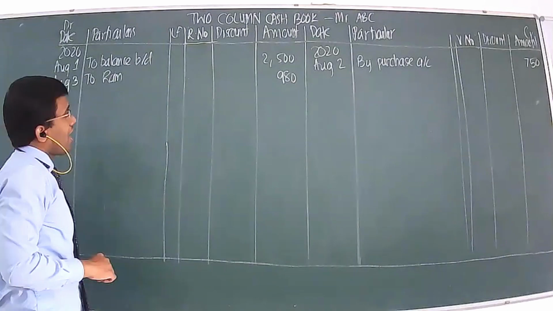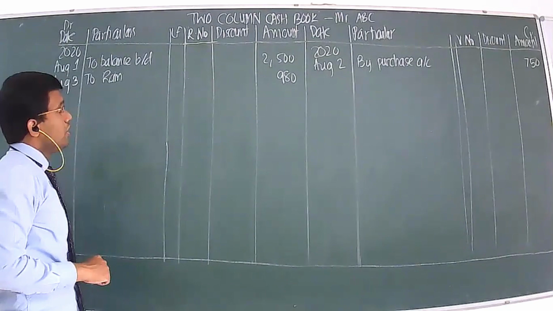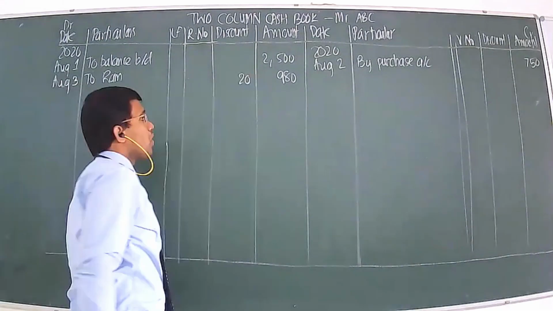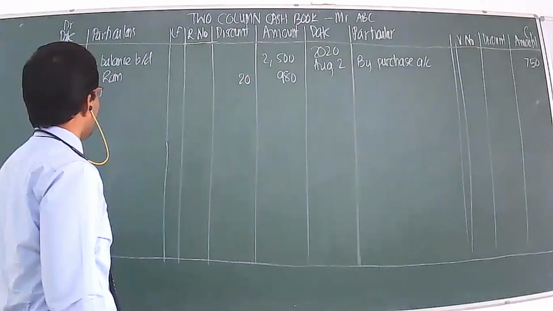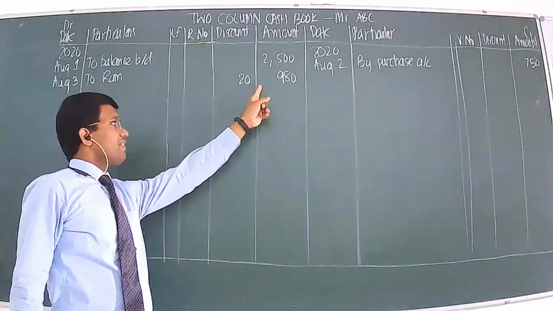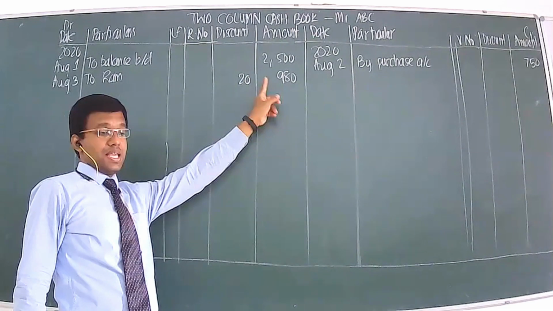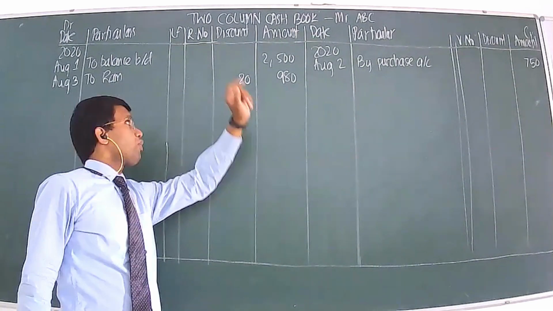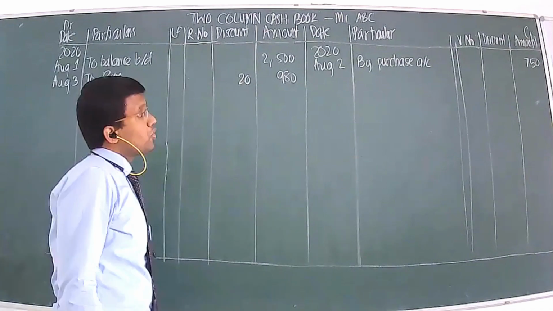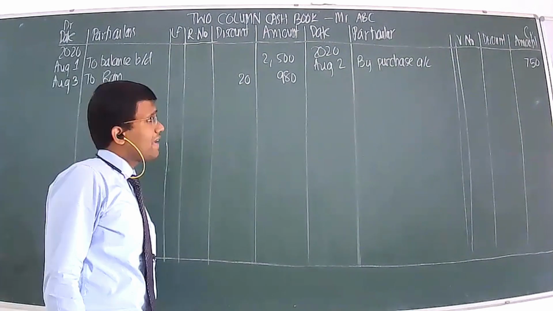But when Ram is paying 980, you're also allowing him a discount. So how will you record that? Here in the discount column, you will enter the amount as 20. So by looking at this transaction, you have understood that Ram has paid you 980 rupees, and you have also given him a discount of 20 rupees. So this is how you would be going about entering these transactions into the two column cash book. Now let's look at the next one.